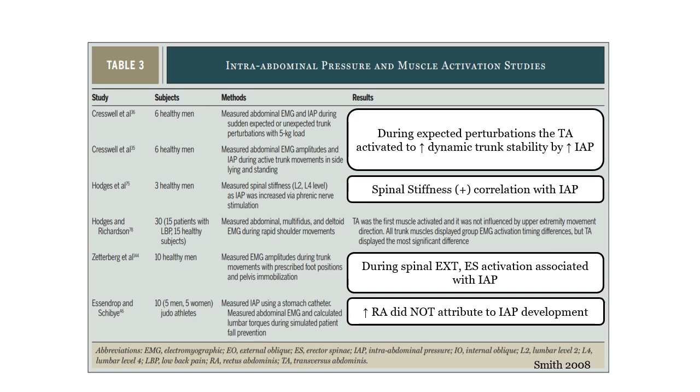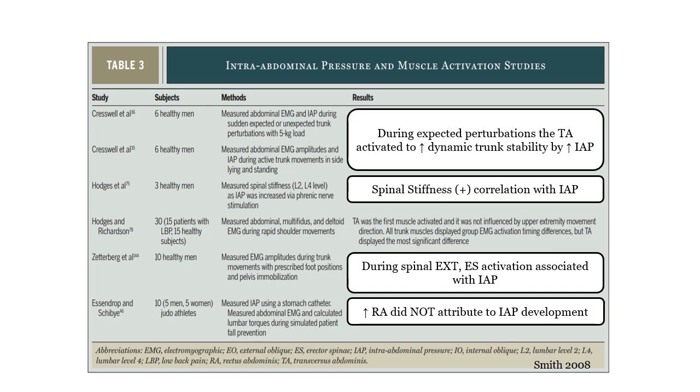A 2008 review out of JOSPT looked at the correlation between intra-abdominal pressure and muscle activation studies. What I would like to highlight is really four of their findings rather than going in depth too much within this study. So the first is during expected perturbations, the transverse abdominis is activated to increase dynamic trunk stability by increased intra-abdominal pressure. That means prior to limb movements, for instance, your body's going to naturally increase the intra-abdominal pressure via the transverse abdominis and the other deep core muscles as a means of stiffening and protecting the spine.